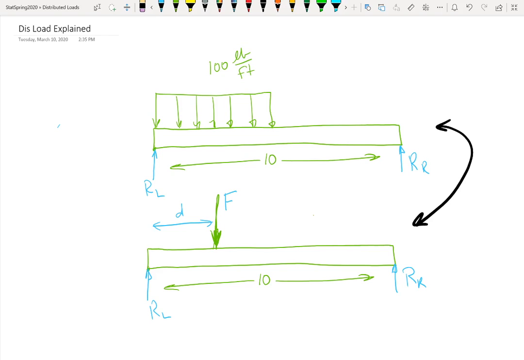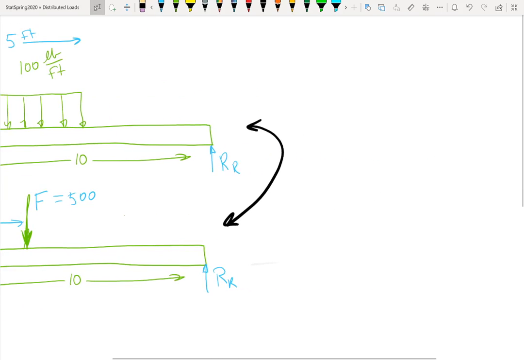The thing I need to know is how far is this? In this particular case, I'll say it's 5 foot. So it's pretty much clear. I've got 5 foot, I've got 100 pounds per foot, so my value should be 500 pounds. So I just stack it. That makes perfect sense, but let's look mathematically at what that means.